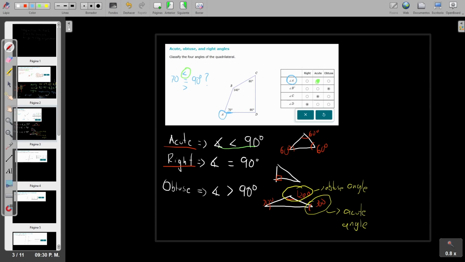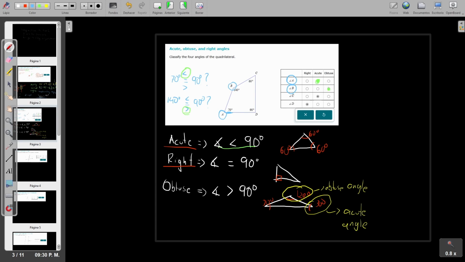Now, number B. B is here. Which is the value of B? 120 degrees. Again, we should make the question. Is it less, equal, or more? In this case, it is more, meaning it is bigger than 90 degrees. So angle B is obtuse.